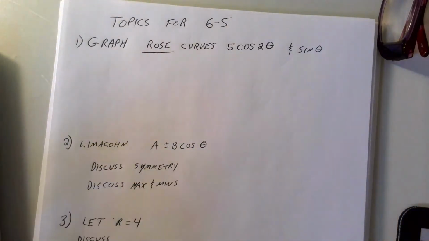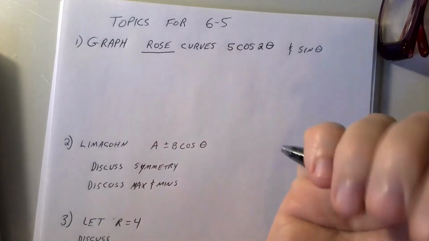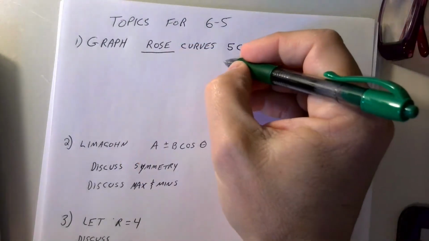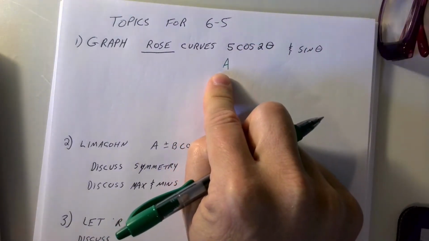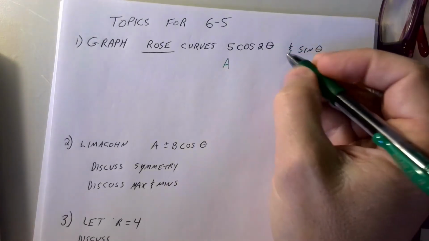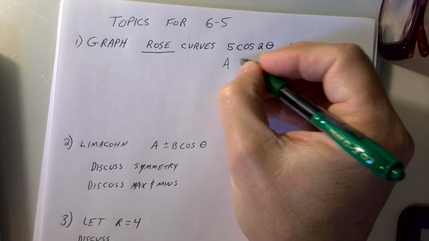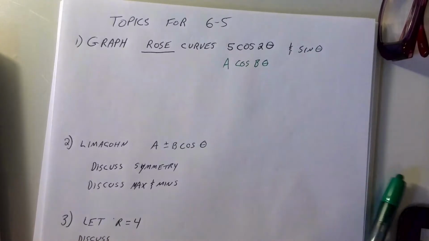So here we go. We're going to start off with the first polar curve that we talk about, and that's called a rose curve. Anytime that you have a rose curve, we have some constant right here multiplied by a cosine or a sine. It really doesn't matter which one, and we'll take a look at some of them. And then we're going to change this too. So A cosine B theta.